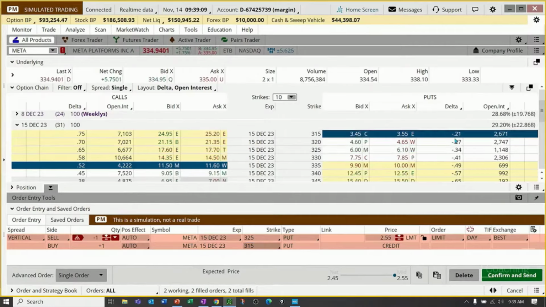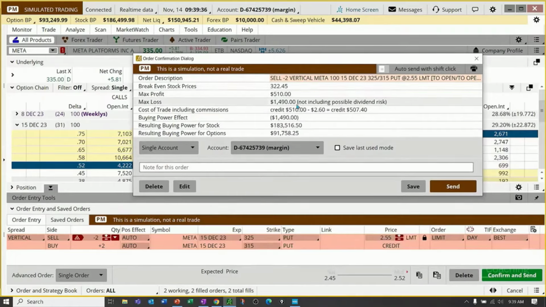Now, if you said, James, I was only going to risk $500 anyway, then you might not widen out that bid-ask spread because you'd just be doing one contract. Confirm and send. Now, what you're going to notice is if we said we're going to do $1,500, we can really take it up to about how many contracts? Two contracts. And if we did two contracts, given a potential $1,500 of a maximum loss, there it is.